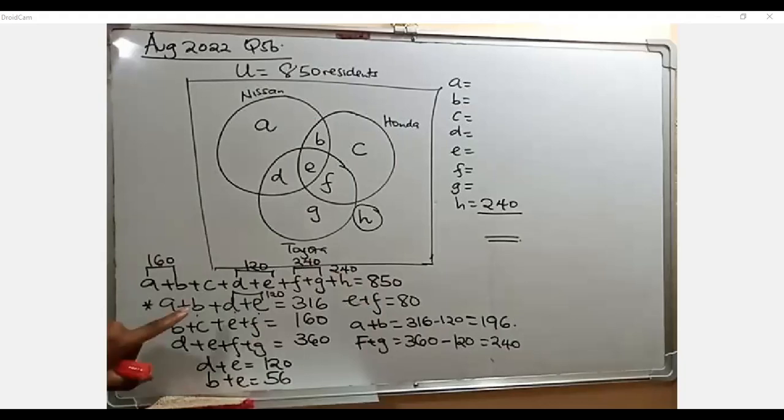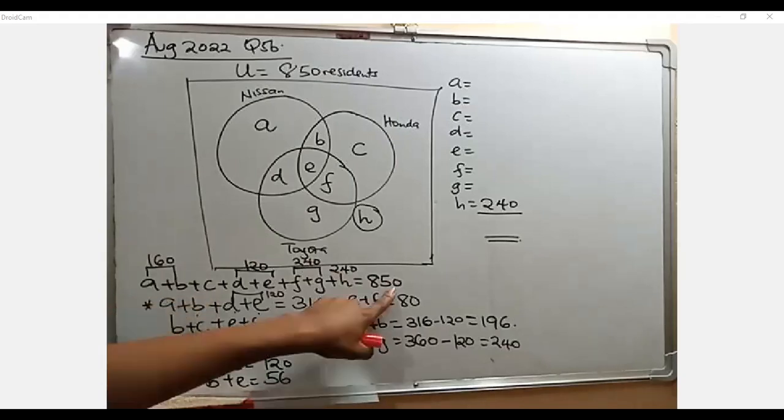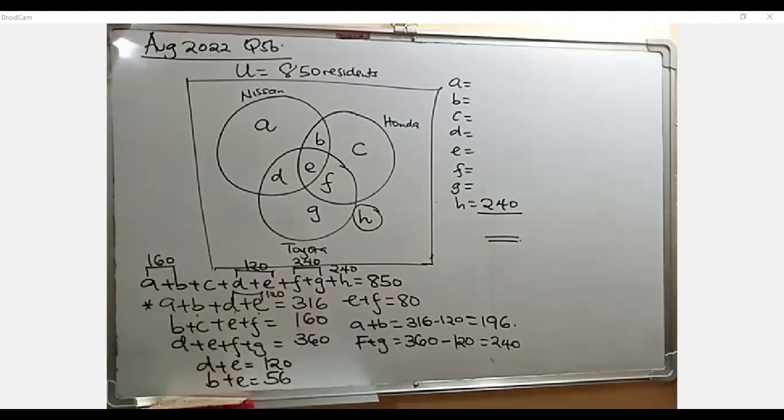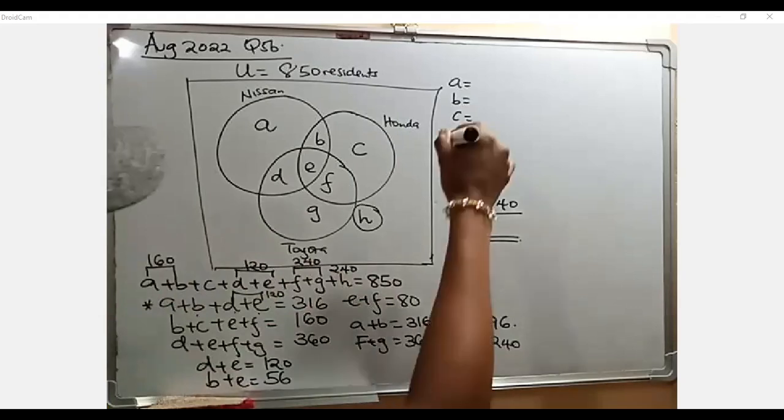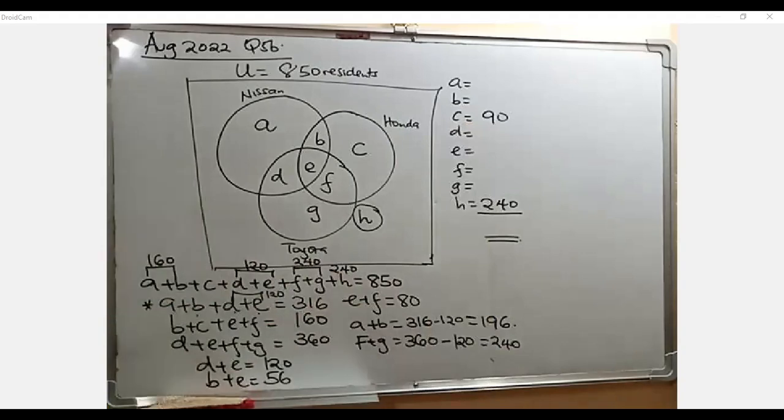The question that we're supposed to be asking, let us unlock our equations by looking for the value of C. How can I get the value of C? I will take 850 minus all of these. So it is 850 minus 160, minus 120 minus 240 minus 240. And the value of C here is 90.